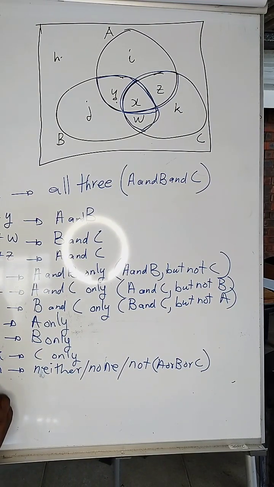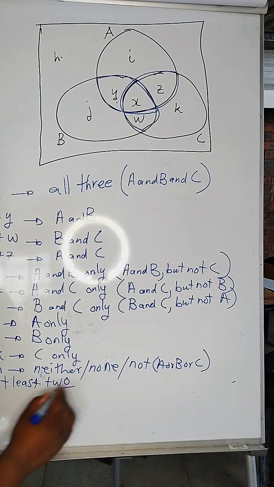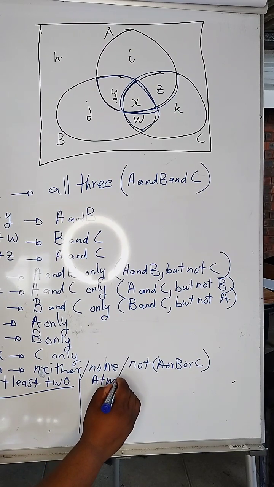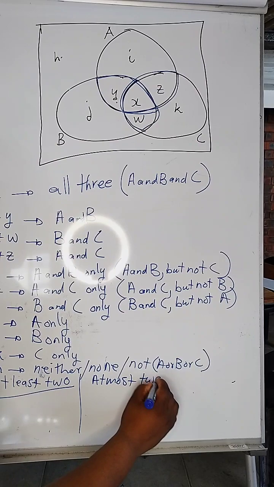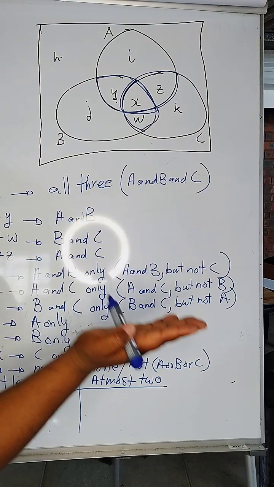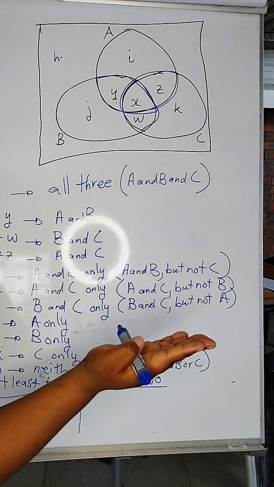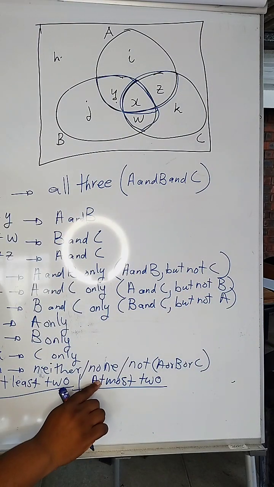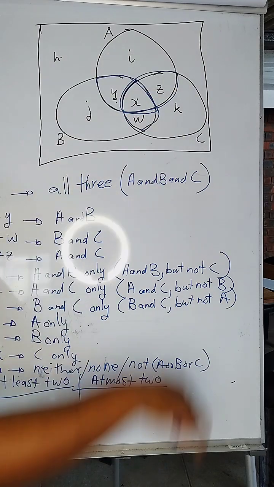But number one, we have at least 2. Then we have at most 2. Let's deal with these two. At least 2. Which alphabets are you going to take when they say at least 2? Whenever they say at least 2, it is 2 and more. At least means 2 and more. That is a minimum, going upwards. But at most means that's a maximum, going downwards.